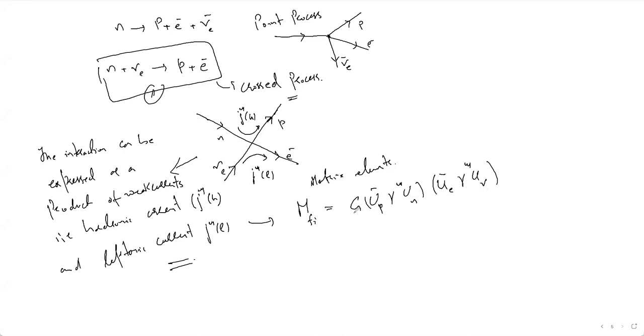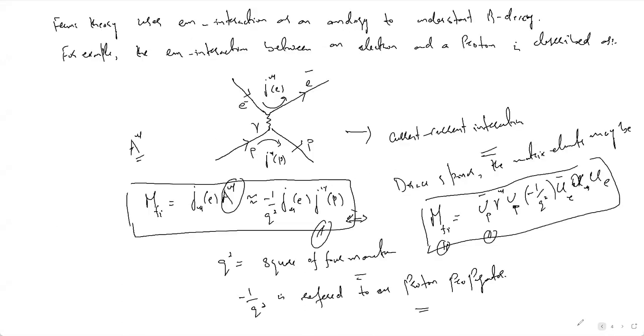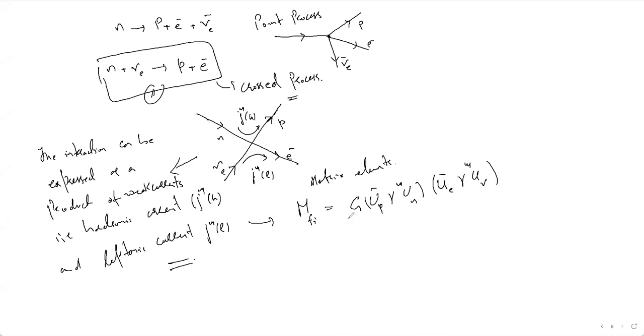Now comparing this with the earlier equation, where I had UP bar and a -1/q², instead of -1/q², which is what we call the photon propagator, here I use this symbol G. This is called the weak coupling constant, G is the weak coupling constant, and it is also known as the Fermi constant.